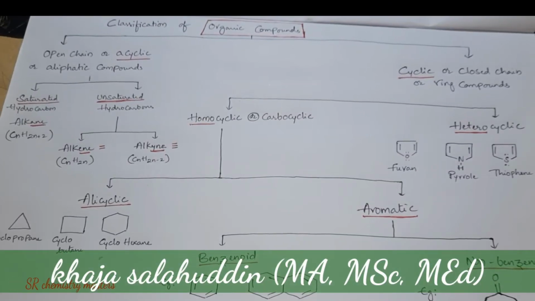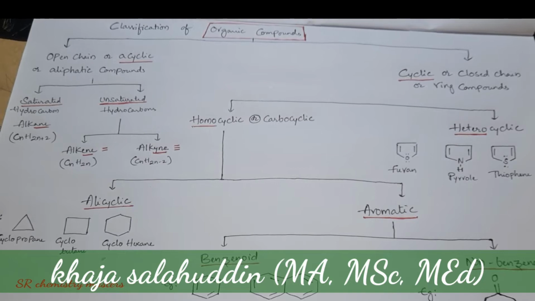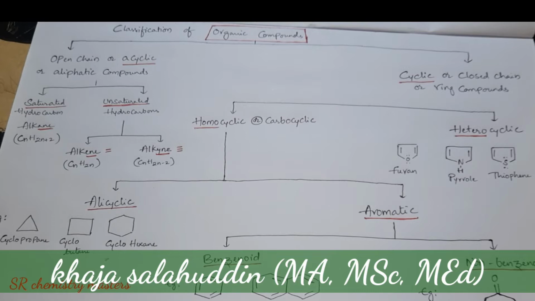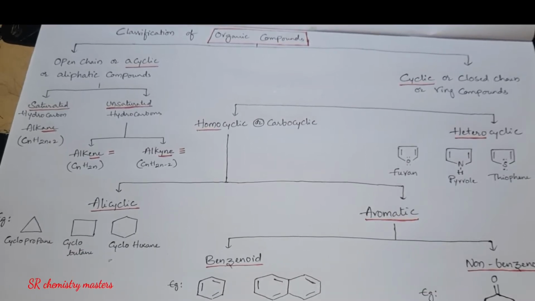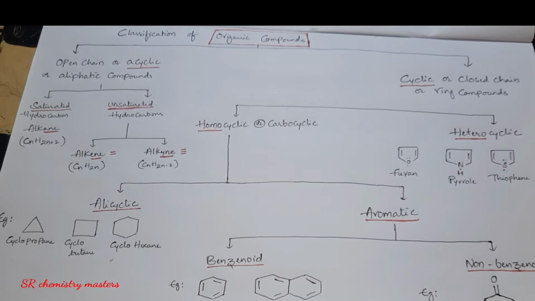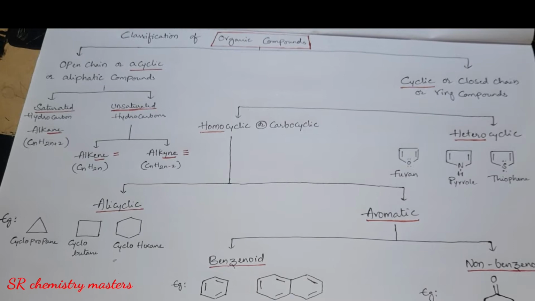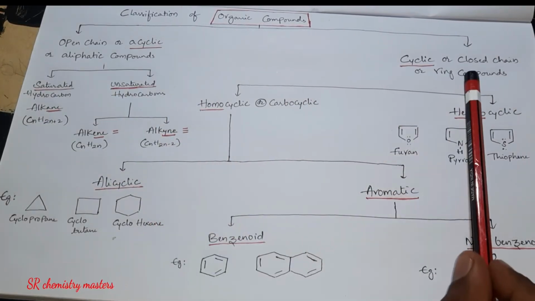In this video, we are going to discuss the classification of organic compounds. In the previous video, we have seen the characteristics of organic compounds. Now here, we are going to see the classification. Organic compounds are classified into two types based on their structure. One is open chain structure and the other one is closed chain structure.